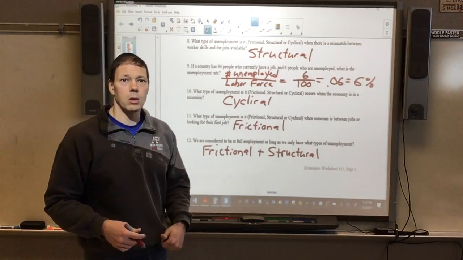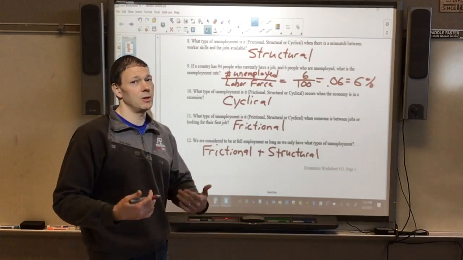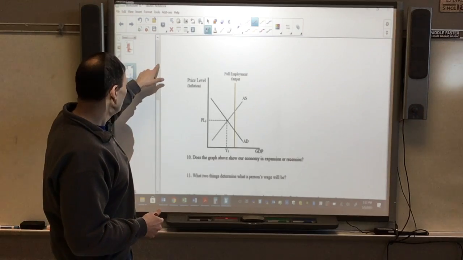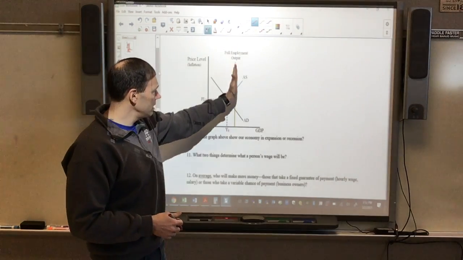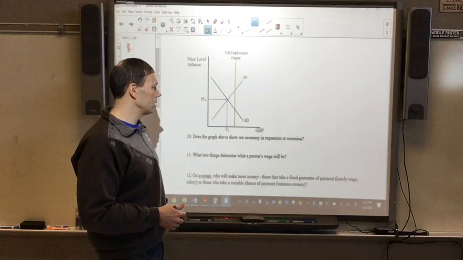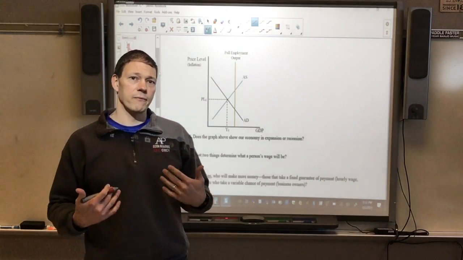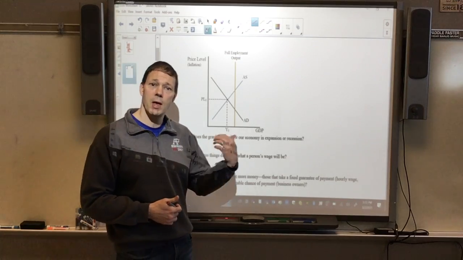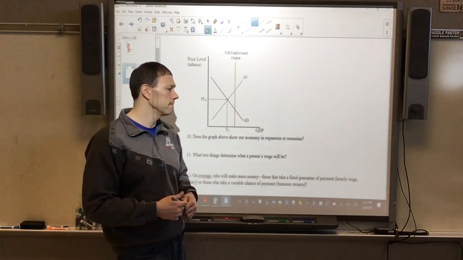When we have cyclical, that's when we officially are in a recession and we are considered to be not at full employment. Okay? Speaking of full employment, so this line here, remember this yellow line that we talked about? That's what we consider to be our full employment output. So again, if we only had frictional and structural, that's what we would have. So let's look at it.